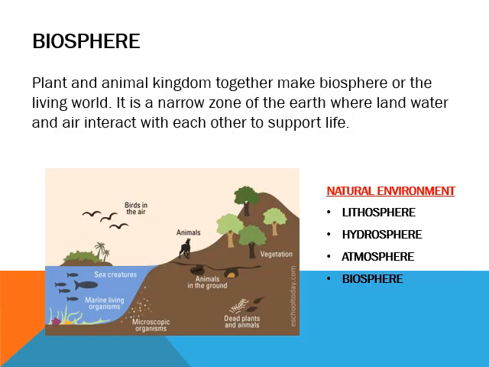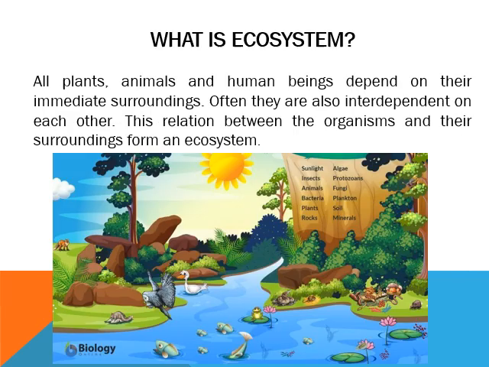Next one is biosphere. Plant and animal kingdom together make biosphere or the living world. It is a narrow zone of the earth where land, water and air interact with each other to support life. So what are the natural environment? Lithosphere, hydrosphere, atmosphere and biosphere.